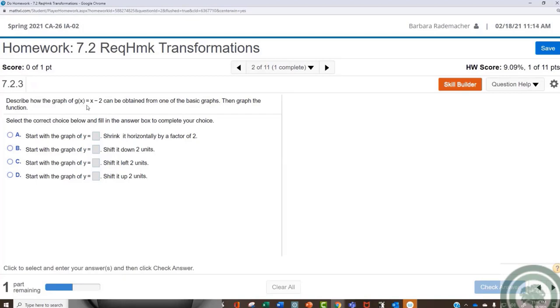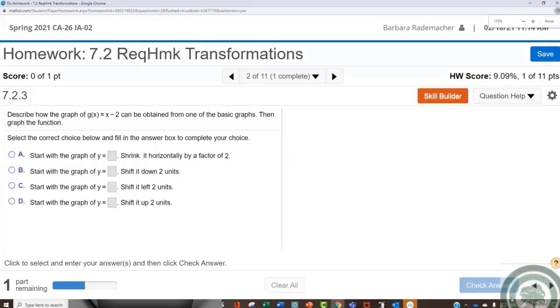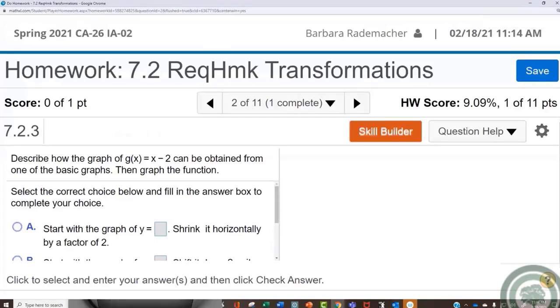Now, look at this. Describe the graph of g of x equals the absolute value of x minus 2 and how it can be obtained from the basic graph. Okay, I don't know if you can see this. I should probably make it bigger. There. Describe how the graph of g of x equals x minus 2 can be obtained from one of the basic graphs. Then graph the function. The basic graph is y equals the absolute value of x. You don't see any parentheses. This is a minus 2 at the end, so it's going to be a vertical shift down 2 units.